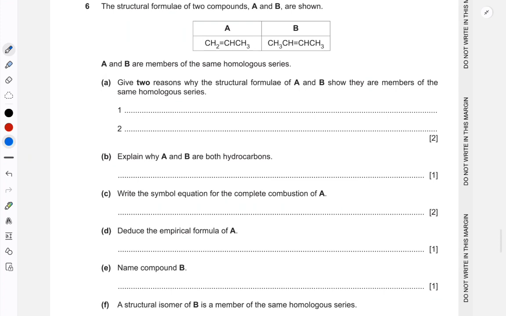Give 2 reasons why the structural formula of A and B show that they are members of the same homologous series. First thing, they have the same functional groups. Here the double bond, and of course they also have the same general formula, right?